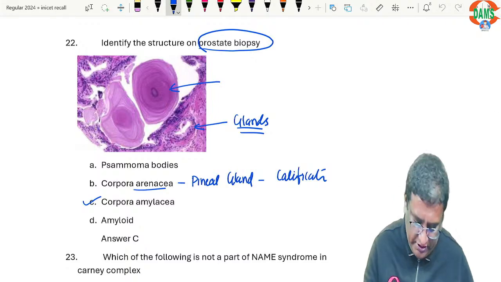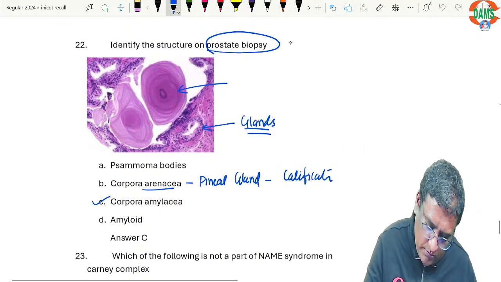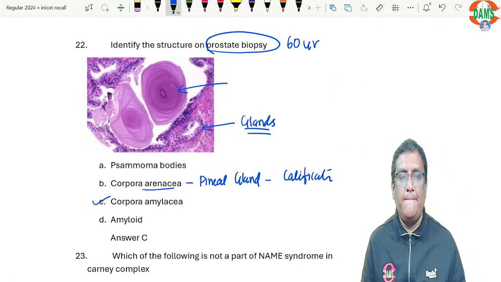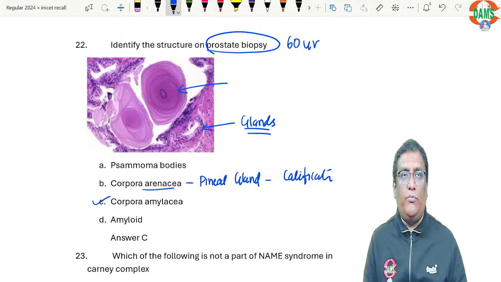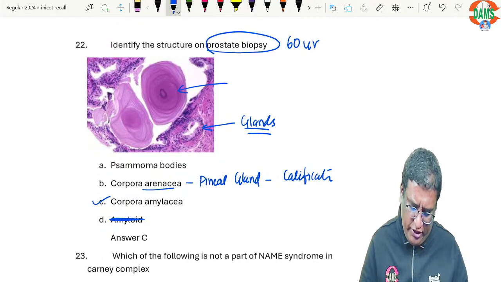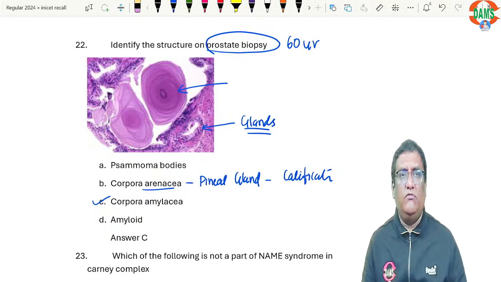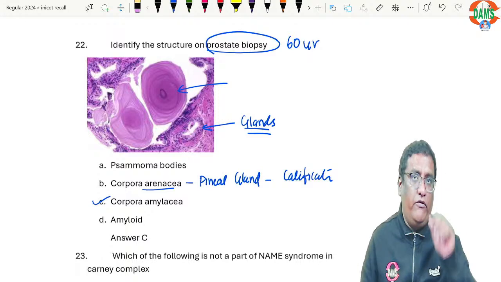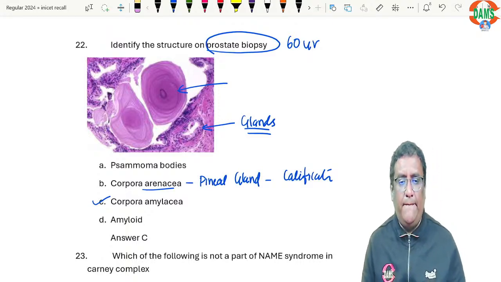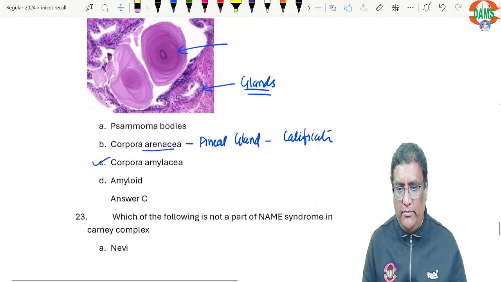Prostate biopsy, 60-year-old. Okay, good. So prostate biopsy, 60-year-old. Okay, so this is your corpora amylaceae. I do not know, I have just cooked up. See, option D, amyloid was given or something else was given. Whatever was there, I'm sure all of you have identified the answer is corpora amylaceae here, right? Next, question number 23.